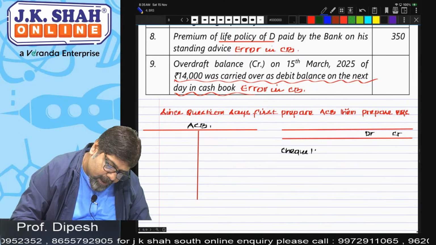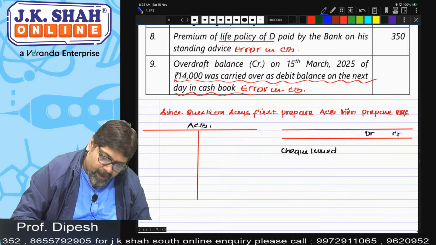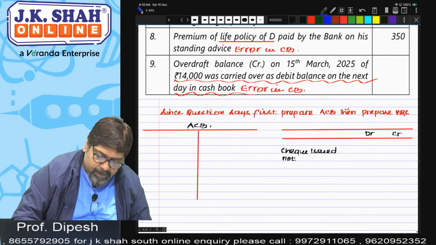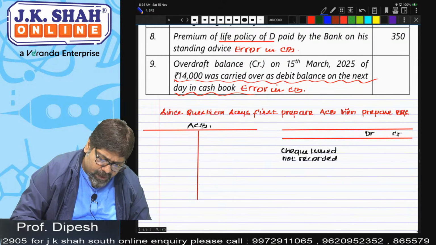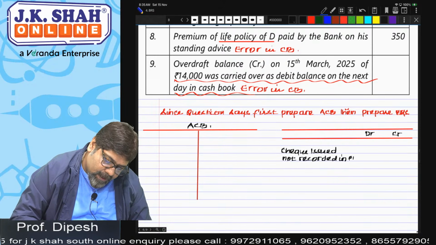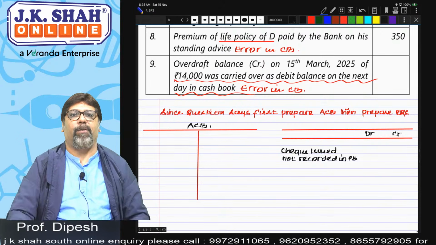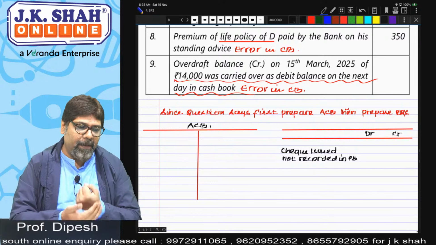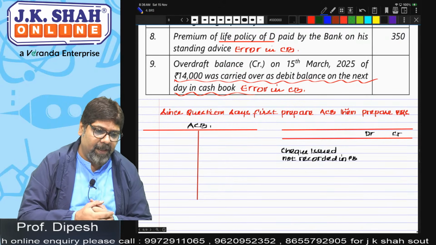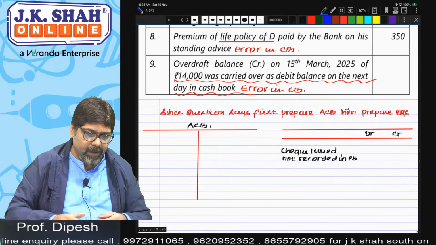Checks issued not recorded in passbook, Chartered. Checks issued not recorded in passbook. In the passbook, which side will it come? Tell me. Checks issued not recorded in passbook. Tell me, Chartered, in the passbook which side will it come?